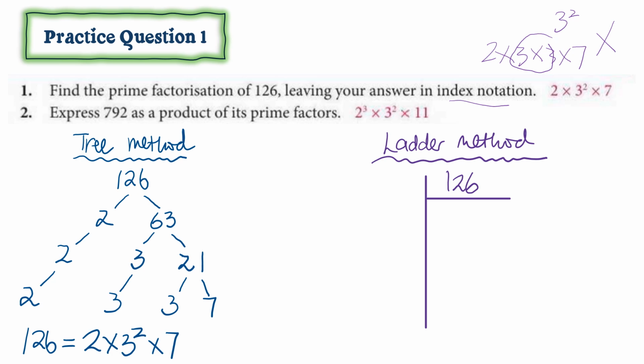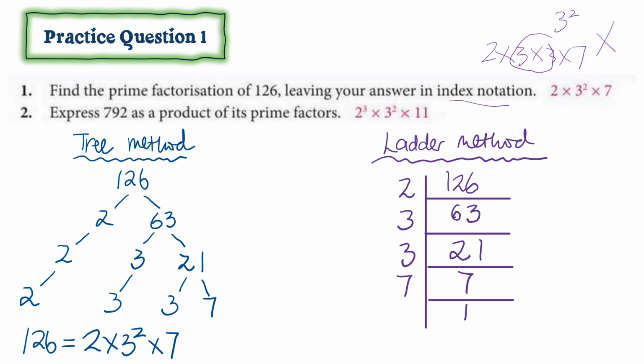We start off with the smallest possible prime factor, that is 2. So 126 divided by 2 will be 63. And then of course 63 is not divisible by 2. However, it is divisible by 3. So 63 divided by 3 will give you 21. Again, you can divide by 3 to get 7. And then 7, of course, divided by 7 gives you 1.